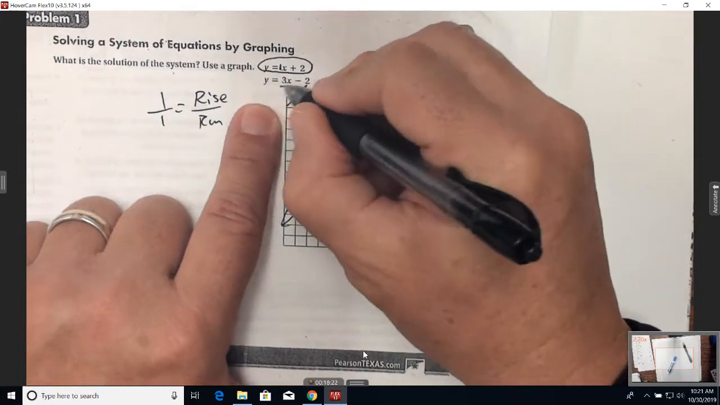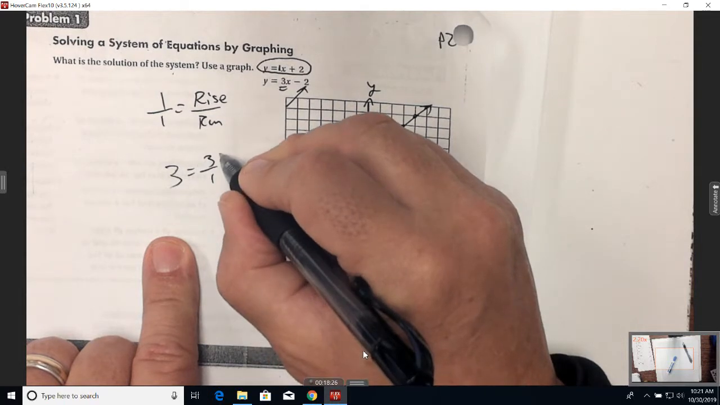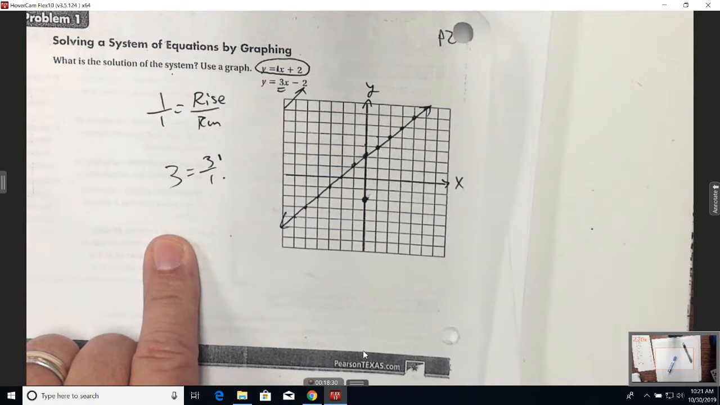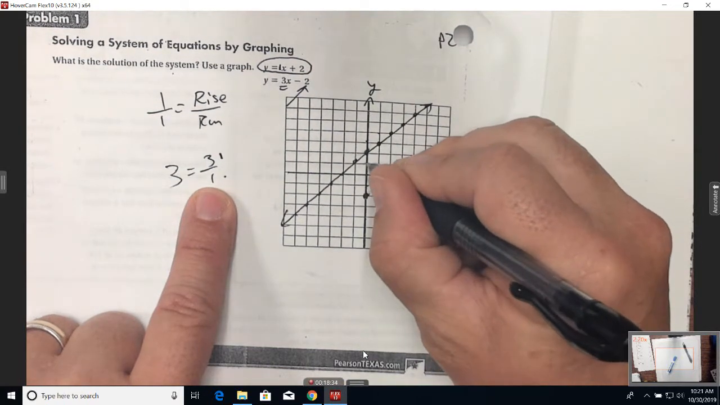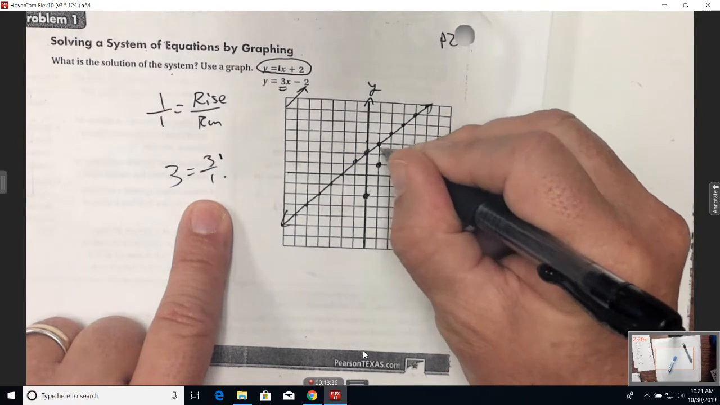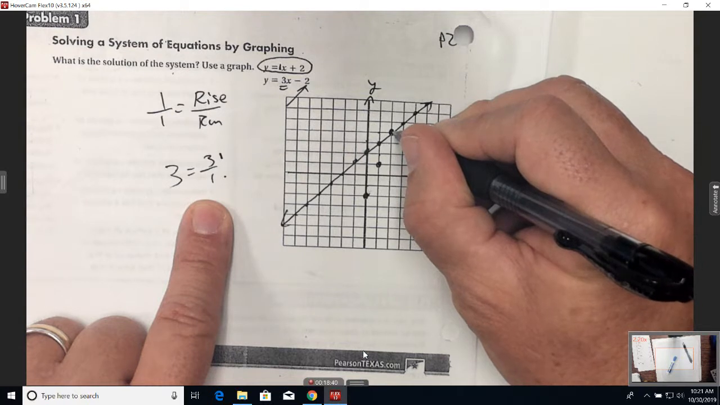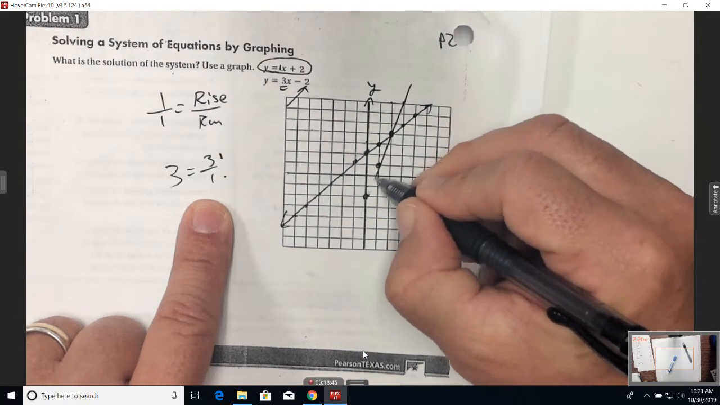So my slope is what? 3. Isn't 3 the same thing as 3 over 1? So that's my rise over my run. So what's my rise from there? Rise up 1, 2, 3, run to the right 1. Look, see how that's where they cross. I pretty much can stop because they're going to cross where?